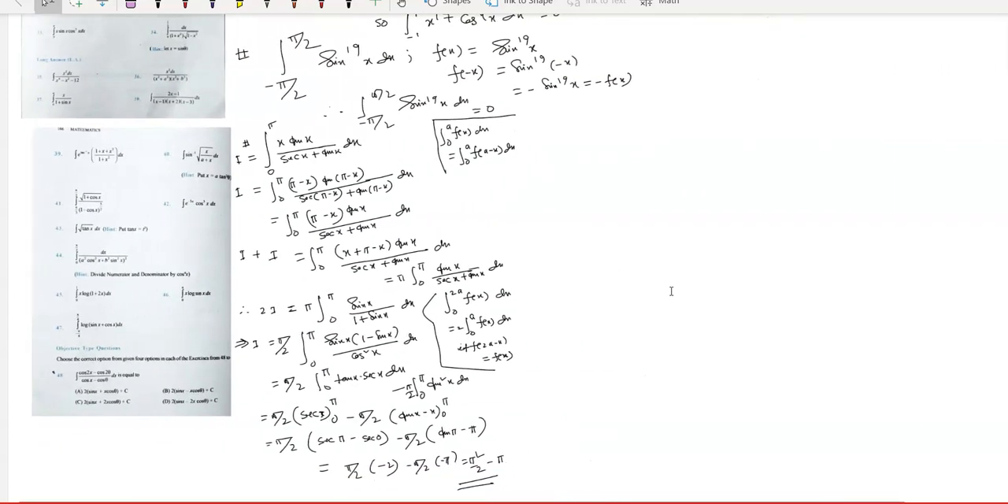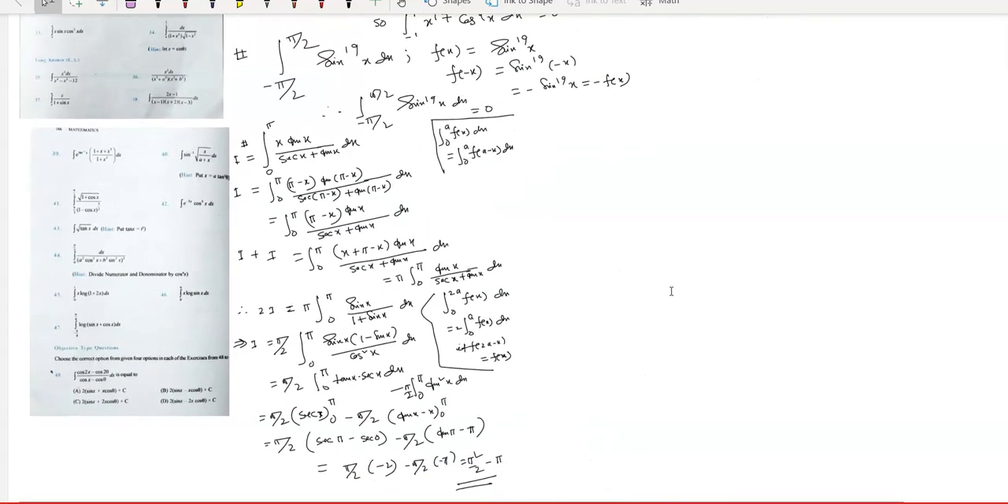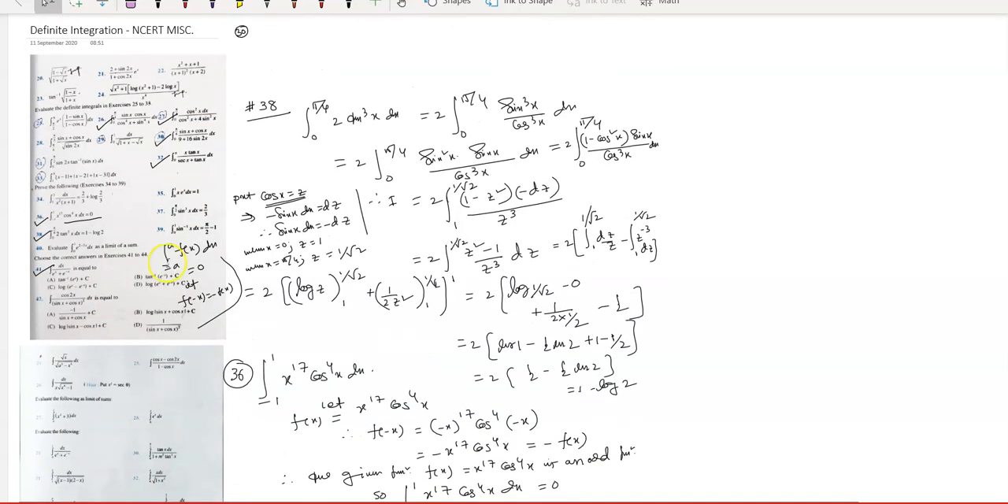This is the sum, x tan x by sec x plus tan x. I did it there by using the property 0 to a f(x) dx once, and then I did not use the second property, 0 to 2a f(x) dx. I did it without property only. Now go for this sum, number 30. You can start it here.